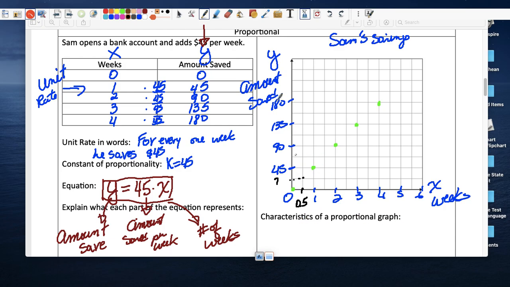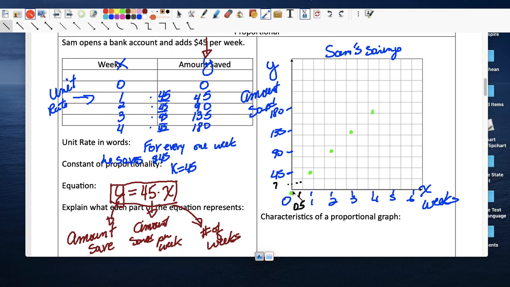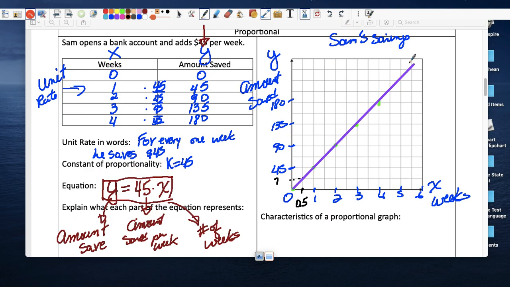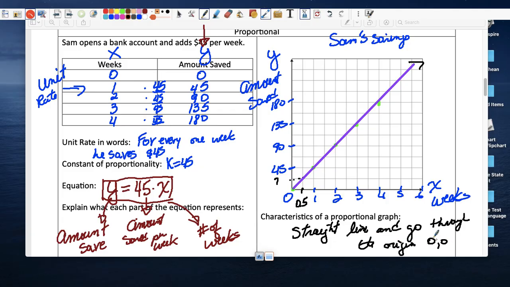Characteristic of a proportional graph. The reason we connect the dots is to show you that, A, is it a straight line? Yes. Does it go through the origin? Yes. So the characteristic of a proportional graph is that it's going to be a straight line and go through the origin, aka 0, 0.